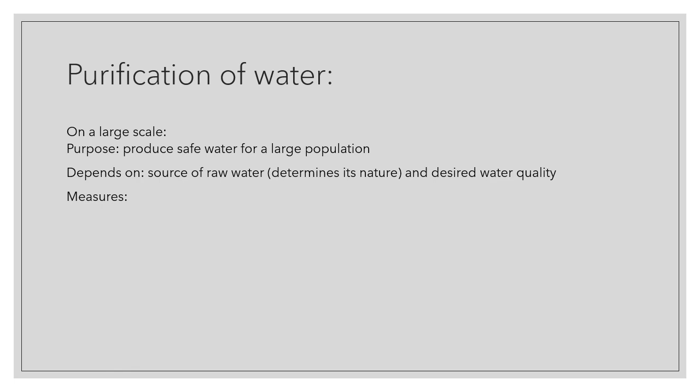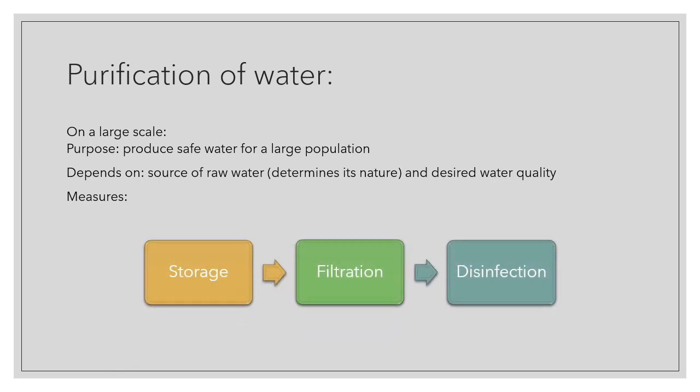The purpose of doing this is to provide safe water to a large population, and the actual method that we follow to purify the water would depend on the source of raw water as well as the desired water quality. So for example, if you have groundwater, it would require less purification in comparison to, say, surface water. But when we talk about purification altogether, there are three basic measures that are taken, and that is storage, filtration, and disinfection. And our entire presentation is going to revolve around these 3 points.